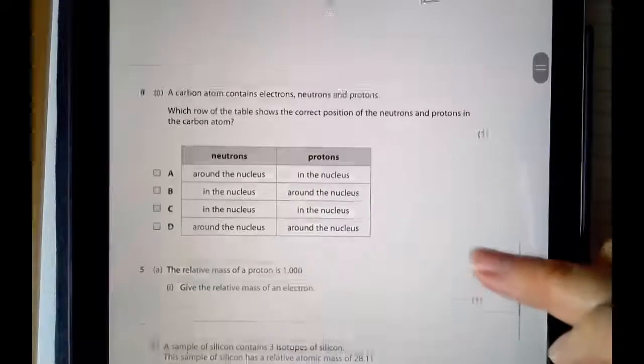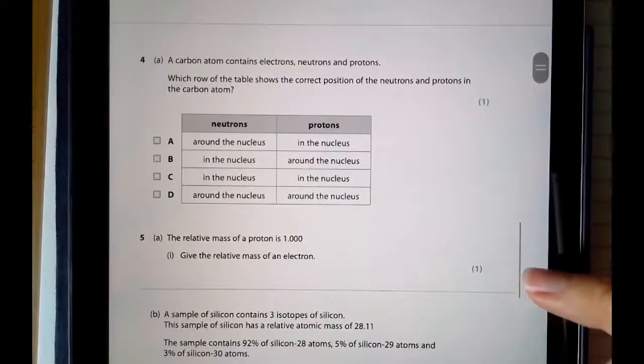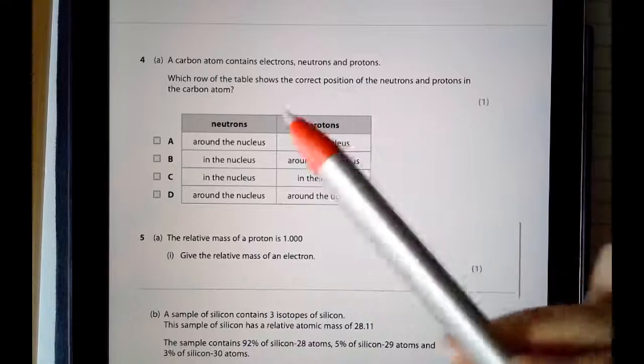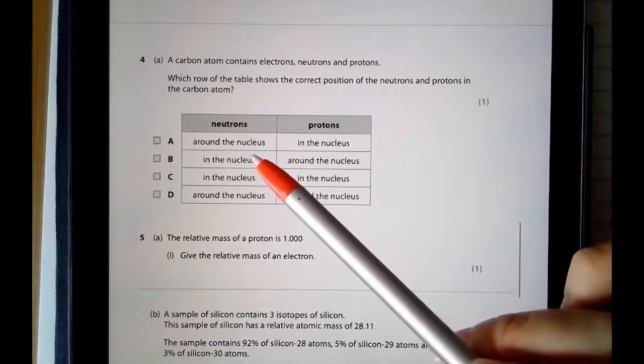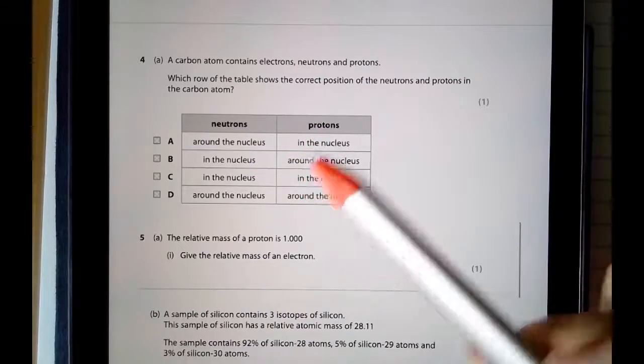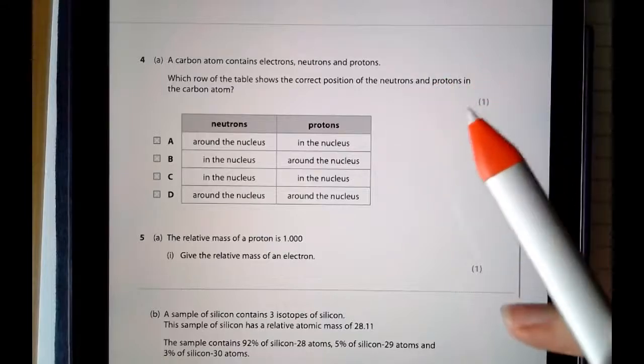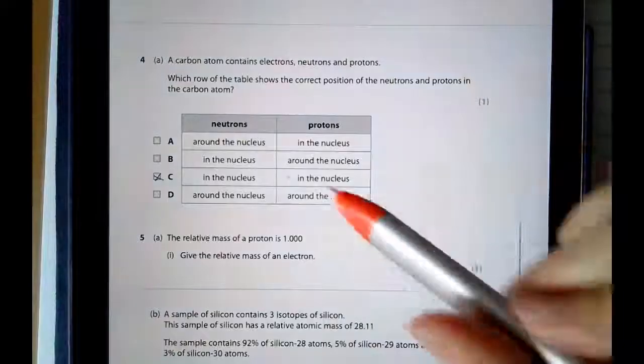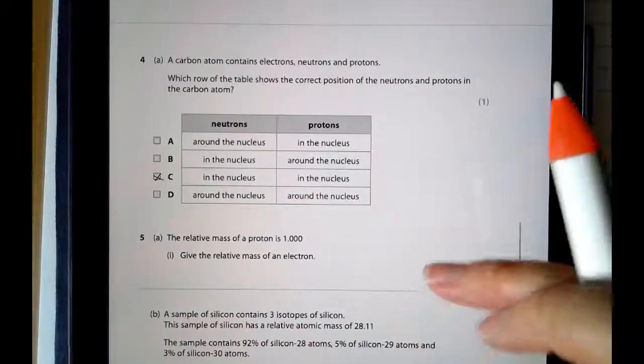The next one gives you a table and asks you to pick the row that is correct in terms of the position of the neutrons and protons in carbon. So the neutrons are found in the nucleus, the protons are also found in the nucleus, and then electrons, which you're not asked about, are found in shells around the nucleus. So you need C, because protons are in the nucleus and neutrons are in the nucleus.